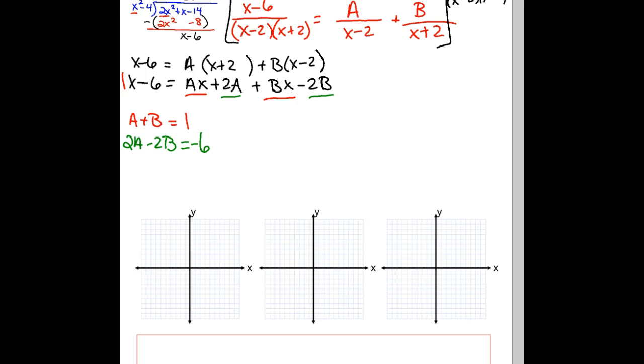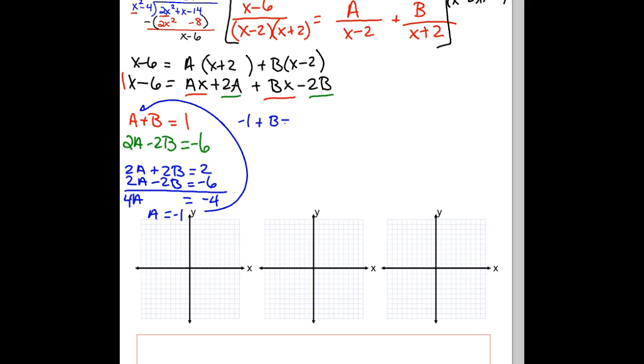Okay, so let's say we times the top one by 2 and combine it with the bottom one, what happens? Cancels out the b's. All right, so we get 4a equaling negative 4, which means a has to be negative 1. We good with that? All right, plugging that back in, we've got negative 1 plus b equals 1, so b would have to be 2.